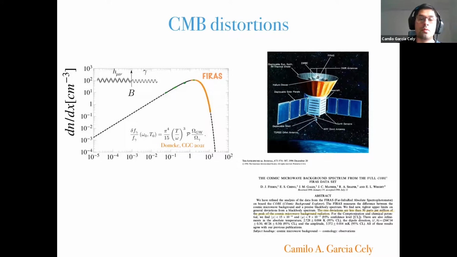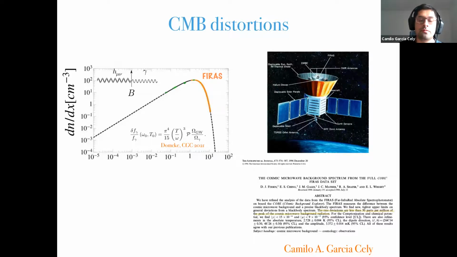Exactly. So what our idea was: let's suppose that we have a source of gravitational waves in the early universe, and that we have this conversion into photons due to the cosmic magnetic fields, and that somehow one of these photons produced in the conversion process distorts the CMB. It's a very simple idea. And I invite you to have a look at the paper where we work out the details.